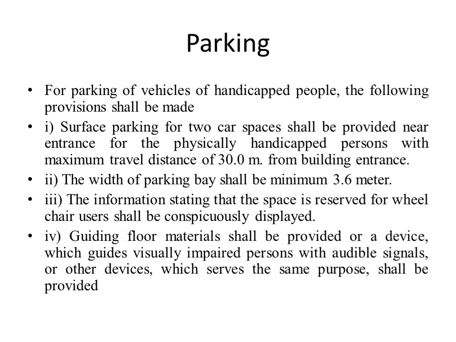When we consider special provisions, we should consider the parking. For parking of vehicle of handicapped people, the following provisions shall be made. First, surface parking for two car spaces shall be provided near entrance for the physically handicapped persons with maximum travel distance of 30 meters from the building entrance. The width of parking base shall be minimum 3.6 meters. The information stating that the space is reserved for wheelchair users shall be conspicuously displayed. Guiding floor material shall be provided or a device which guide visually impaired person with audible signals or other devices which serve the same purpose shall be provided.